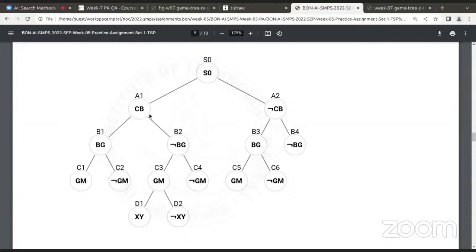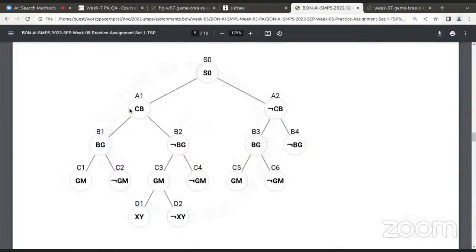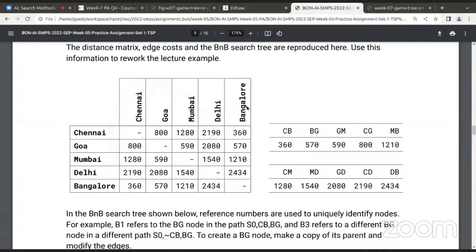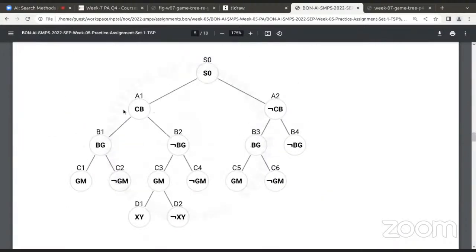How many tours are possible here? See, that relates to your first PA question, right? Yeah, so we have 5 cities right here also. How many cities? 1, 2, 3, 4, 5. Then it becomes again the 6. So 6 tours are present here, 6 tours are present here.